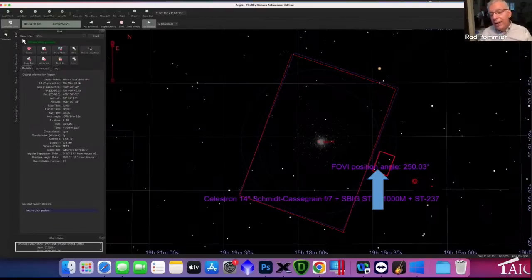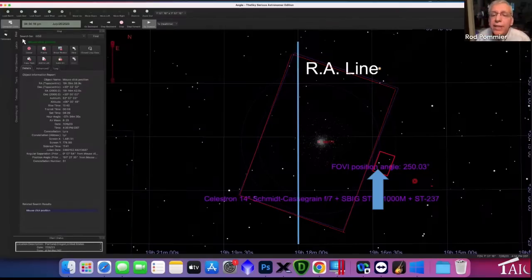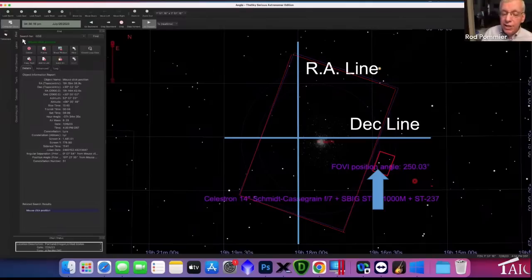So I tried to reproduce the rotation on different nights by looking at the positions of the stars on the frame, and that was wildly unsuccessful. It turned out I was way, way off. But then I thought, as I was working with the SkyX, look at this right ascension line that the software shows you. You can see how that intersects the edges of the frame, and the same thing with the declination line.